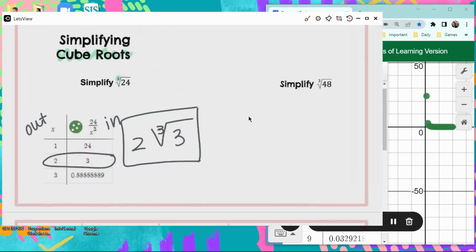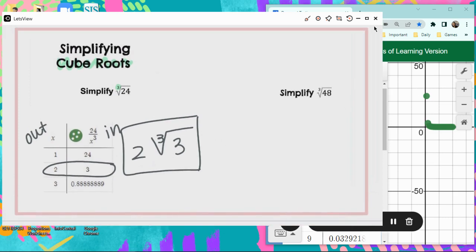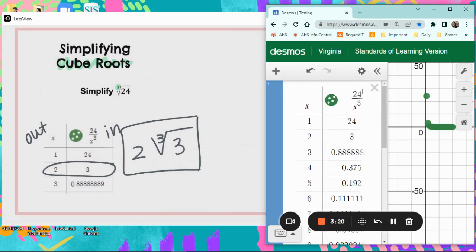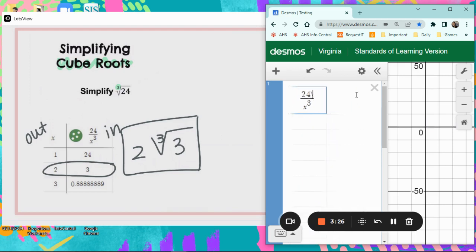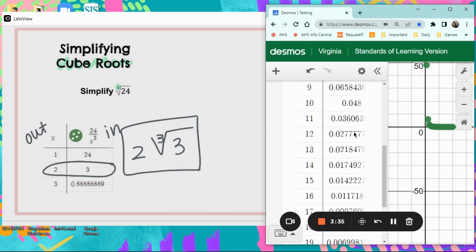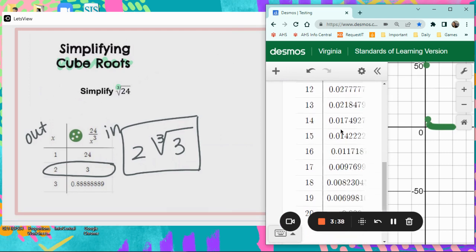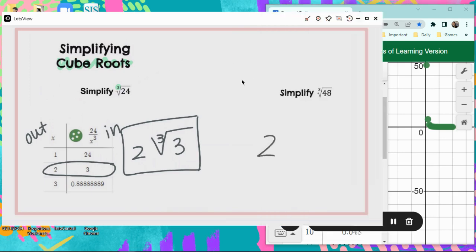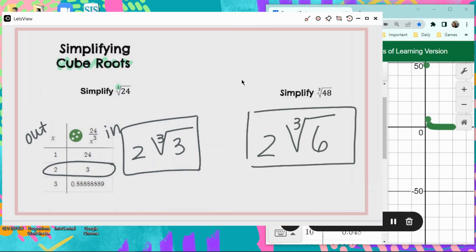Let's do this next one, 48. Do not delete your Desmos. My advice is just delete the number on top. Okay? Delete this 24 so we can move on to our next example, which was 48. And then we look in here. Where is my last row with no decimals? Well, right there, 2 and 6. So my answer, 2 on the outside, cube root, 6. And that is it.